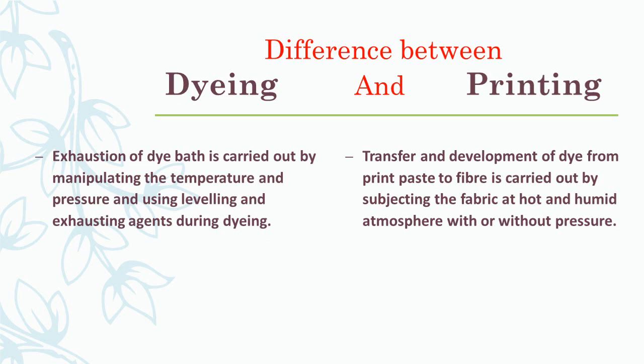In case of printing, the transfer and development of dye from print paste to fiber is carried out by subjecting the fabric to a hot and humid atmosphere with or without pressure. So the transfer and development of dye which is in the print paste to the fiber is carried out by exposing the fabric to a hot and humid atmosphere. Hot and humid atmosphere is nothing but exposing the fabric to the steaming process. So we are exposing it to the steaming process.